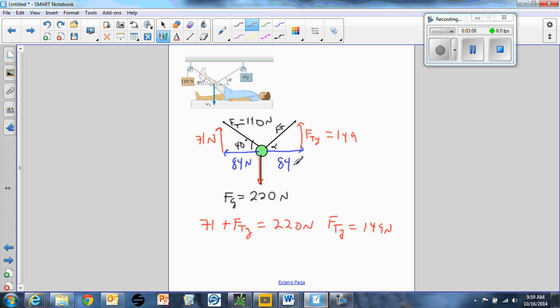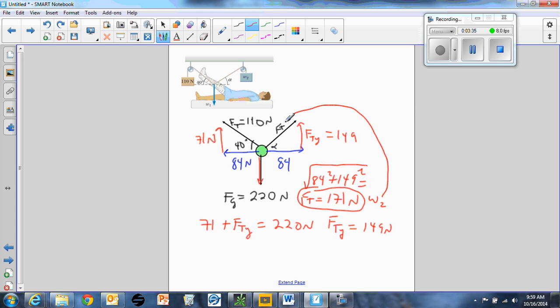All you have to do now is use the Pythagorean theorem. 84 squared plus 149 squared has to equal this Ft squared. And if we take the square root of that, I believe we get about 171, 173, depending on how you round it off. So that's my tension. In other words, that's the weight. I call it tension. They called it W2. W2 is the tension in that string.